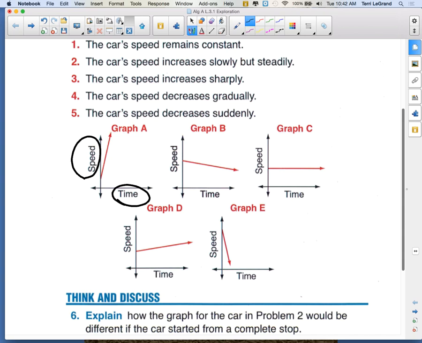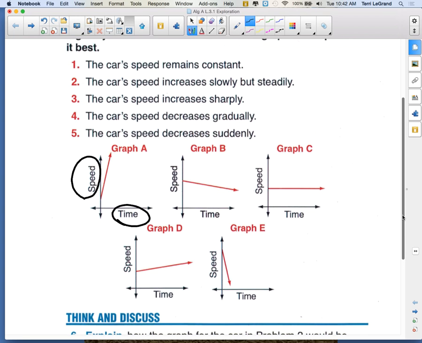So we have to keep that in mind also when we're doing these. The car's speed remains constant. Which one do you think matches that one? C. Okay, so graph C, the car's speed is not changing as we go across the graph. The time is increasing, but the speed is staying the same, so that would probably be a good match for it.